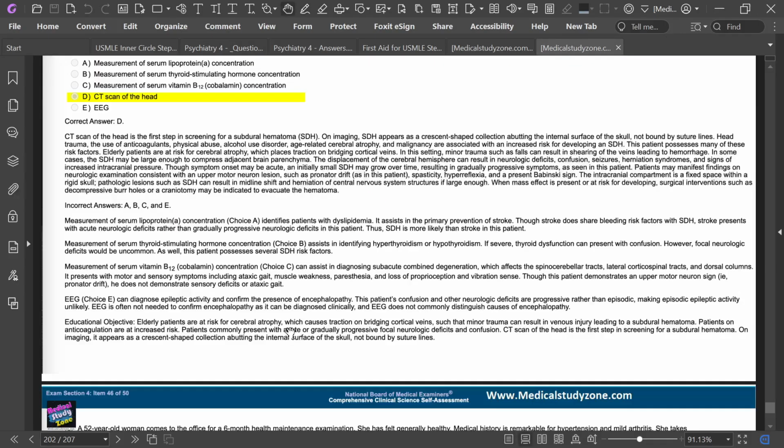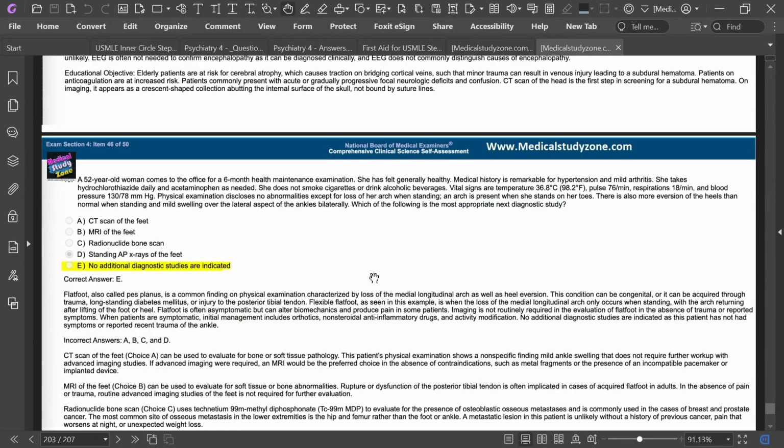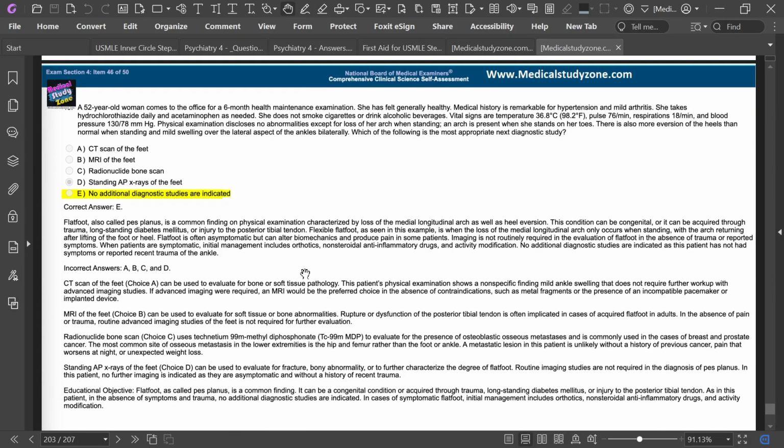Flat foot, pes planus. Very important. Flat foot or pes planus is a common finding on physical examination, characterized by loss of the medial longitudinal arch as well as heel eversion.